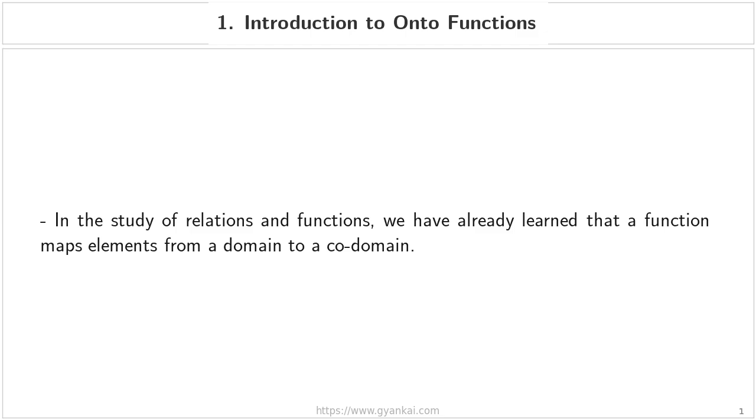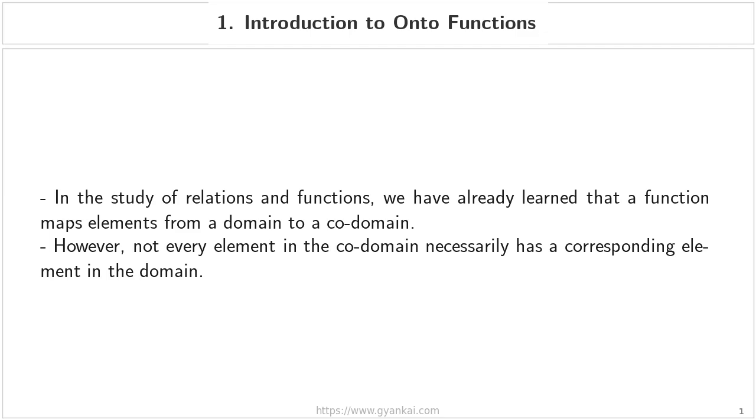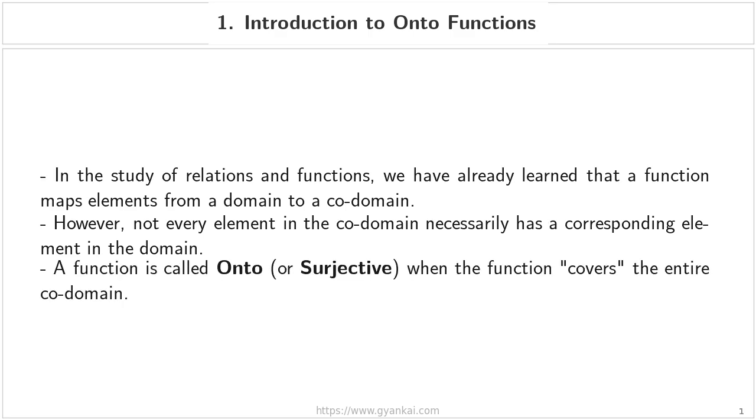In our previous studies of relations and functions, we have already established that a function acts as a mapping process, where elements from a starting set, which we call the domain, are paired with elements in a target set, known as the codomain. However, it is important to realize that in a general function, there is no guarantee that every single element in the codomain will be used. In many cases, you may find that some elements in the target set simply do not have a corresponding partner in the domain. This brings us to our main topic.